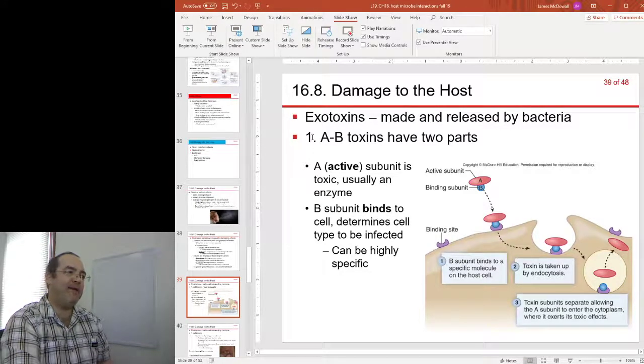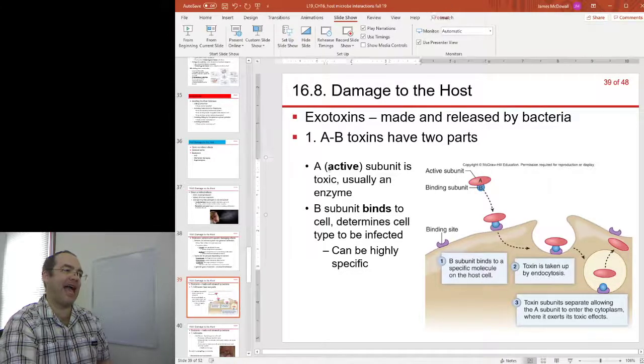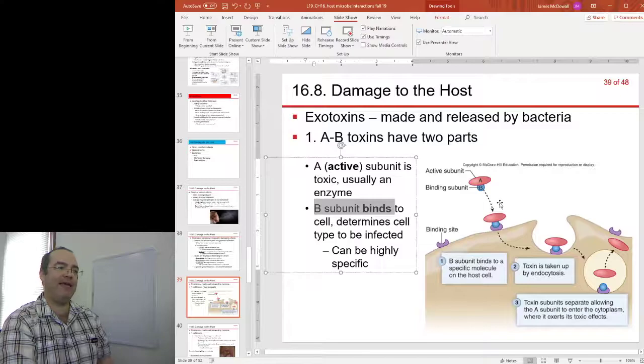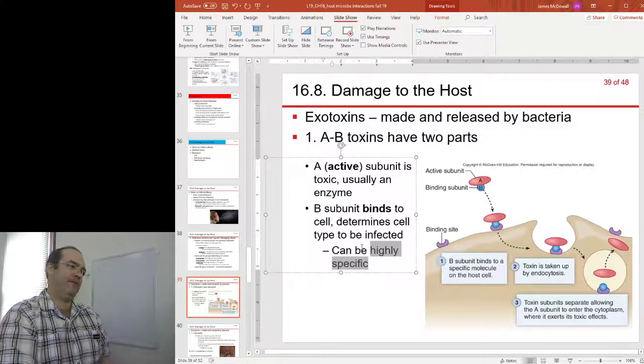It's called an AB toxin because it has these two parts, the A part and the B part. The A part is the active part, that is the toxic part. The B part binds. So B binds, A is actively toxic. This B region of our AB toxin can be highly specific.